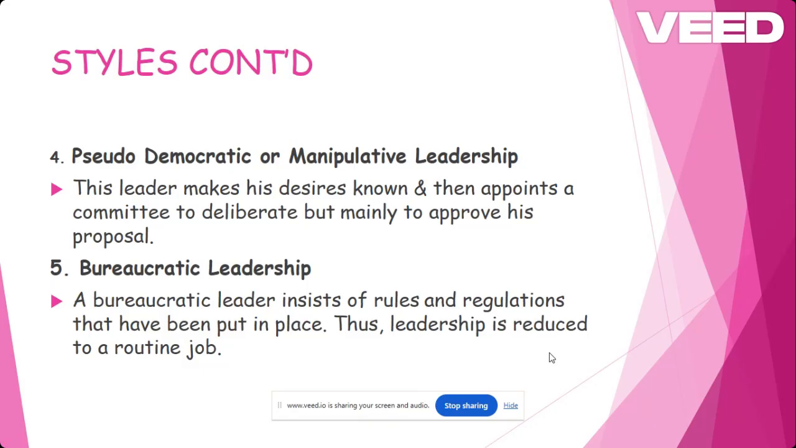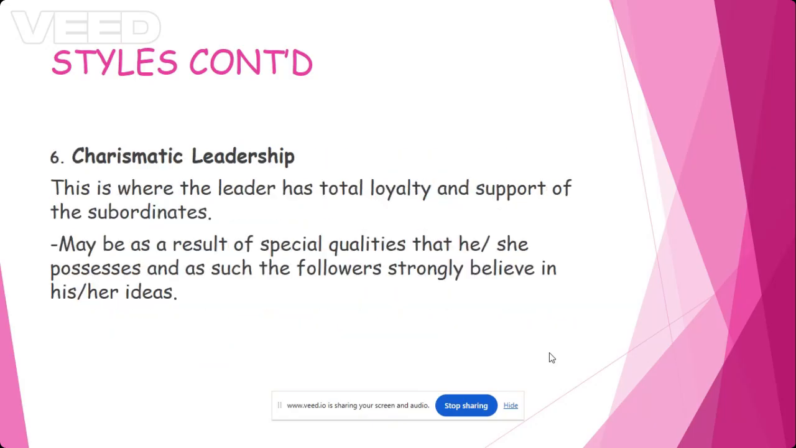And then we have bureaucratic. Bureaucratic means we are insisting on rules or regulations that have been put in place. Therefore, leadership will just be reduced to a routine job. We know when we come to work at 8, we report, we go to this and we do this and this. It's a timely routine that we follow every day. So that is normally what happens in a bureaucratic leadership.